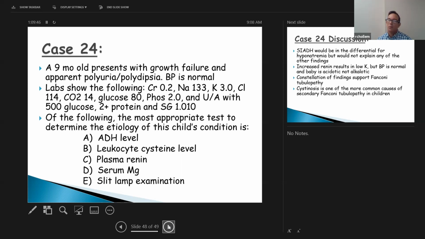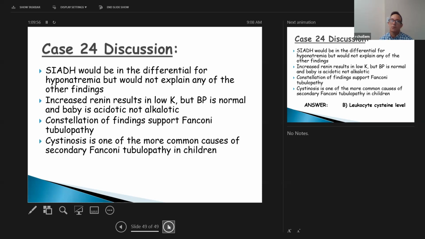So then you have to say, well, what are the causes of Fanconi syndrome? And Liz shouting out B is right, cystinosis is definitely a known cause of Fanconi syndrome and something we can test for. So the hyponatremia may have taken you down an SIADH pathway, but that wouldn't explain any of the other findings that are there.